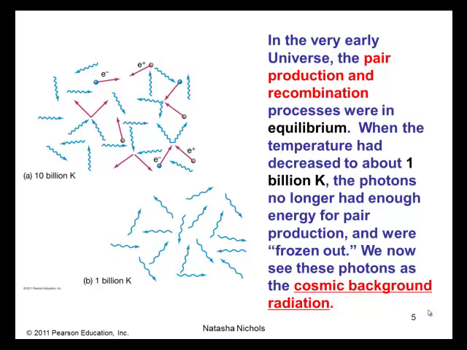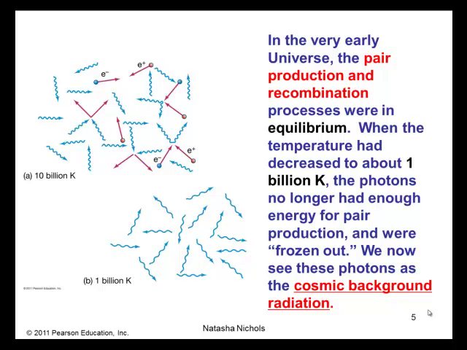In the very early universe, the pair production and recombination processes were in equilibrium. When the temperature had decreased to about 1 billion Kelvin, the photons no longer had enough energy for pair production and were, quote-unquote, frozen out. We now see these photons as the cosmic background radiation.